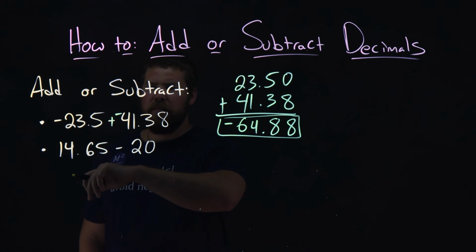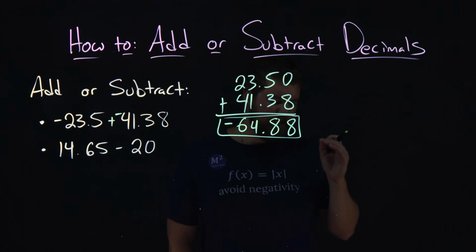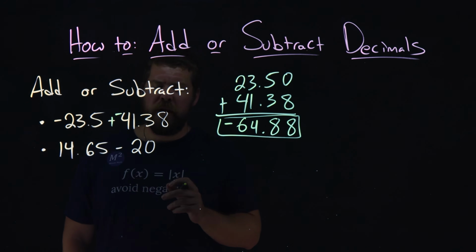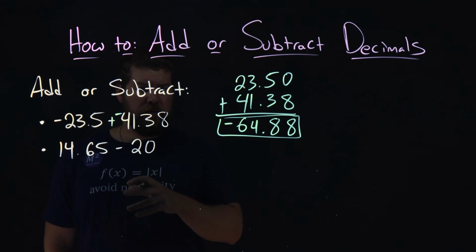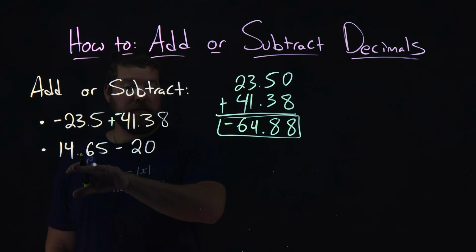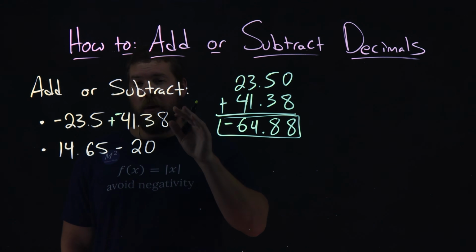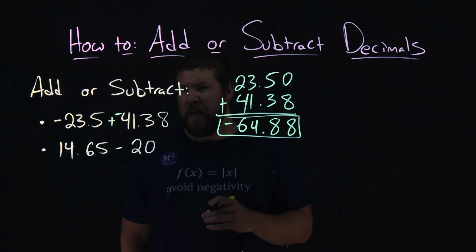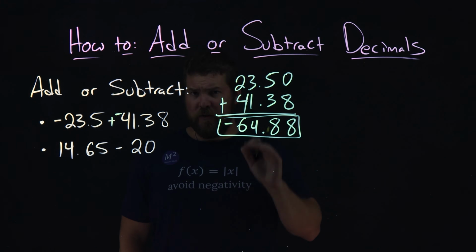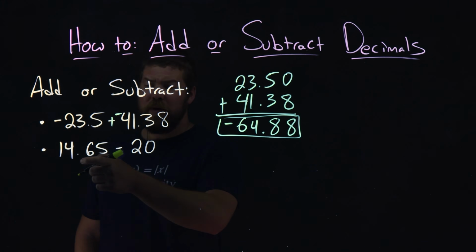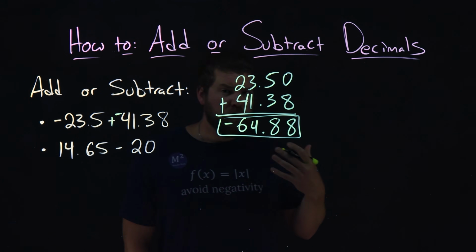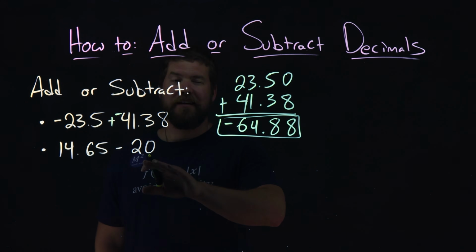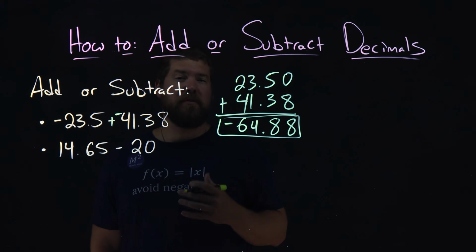What about the second part? We have 14.65 minus 20, and this one gets a little tricky. 20 is going to be larger than the 14.65, and so we're taking 14.65, subtracting 20, and we know our answer is going to be negative. Okay, so our final answer has to be negative. What we're really trying to do is find the difference between these two numbers. When I subtract numbers, I prefer having the larger number on top.